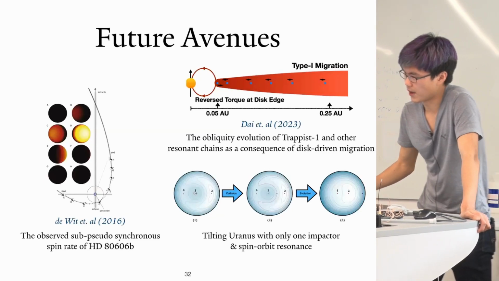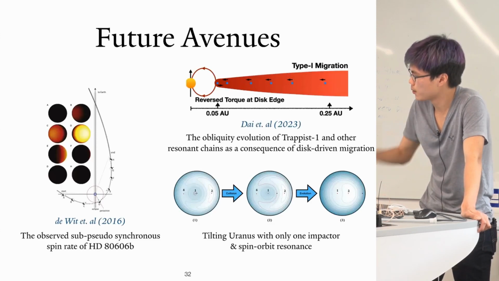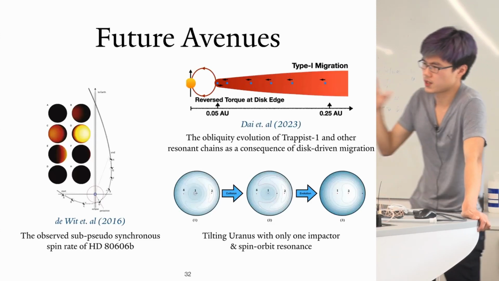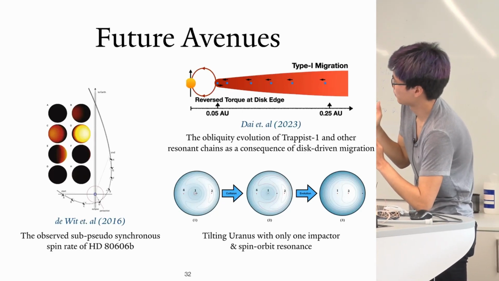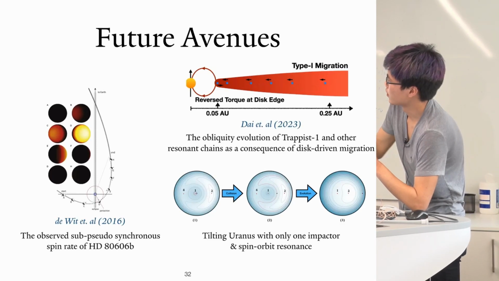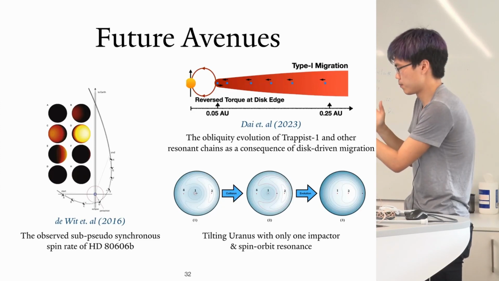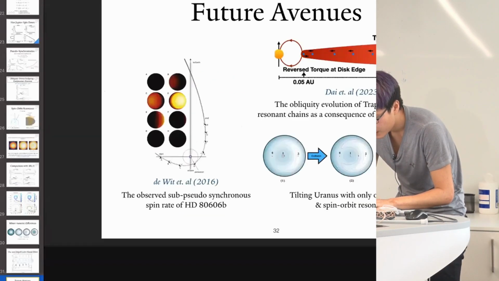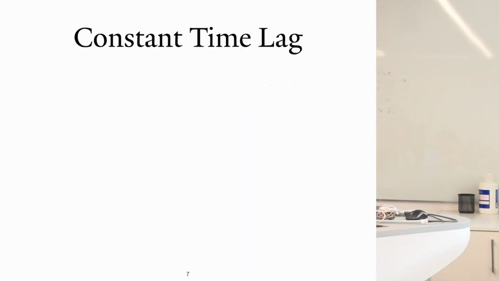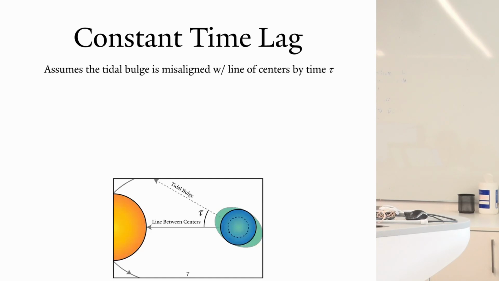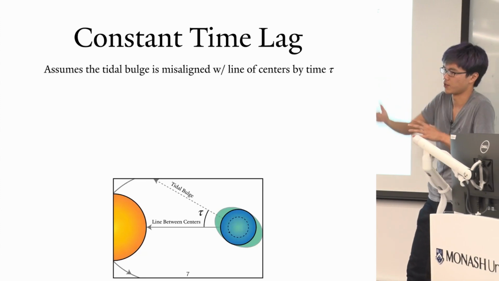The formalism that better describes rocky planets is the constant phase lag model. What the constant time lag model is saying is that the phase angle, this angle here, depends on the frequency of the tidal perturber. It depends on, for example, the mean motion.